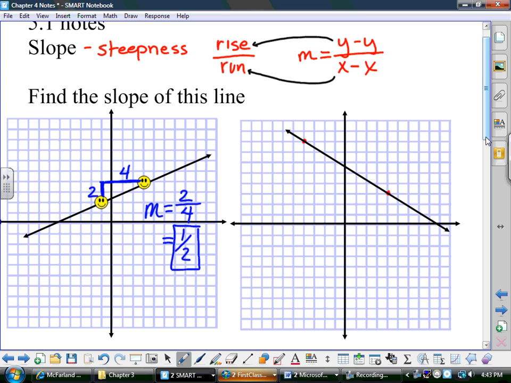For the second line, I'm not rising between these points, I'm actually going down between the 2 nice points. So I'm going to have a negative slope. I go down 1, 2, 3, 4, 5. And you always run to the right, and we're running 1, 2, 3, 4, 5, 6, 7, 8. So the slope, or the rise over run, is negative 5 over 8, because we're going down 5 over 8.